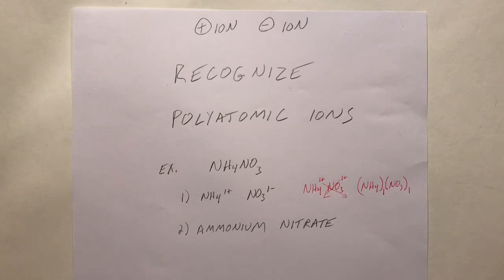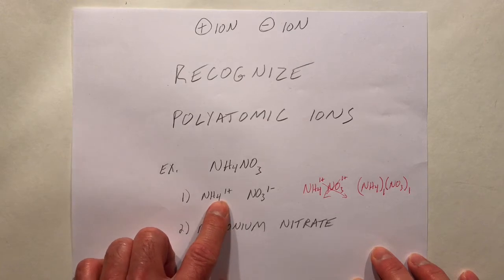Remember that we said that the one positive polyatomic ion we have to keep our eyes out for is NH4 1+.